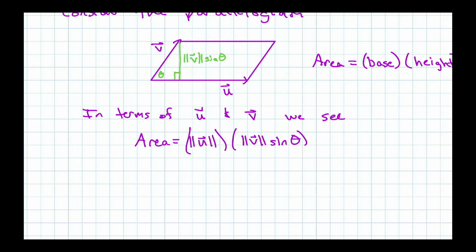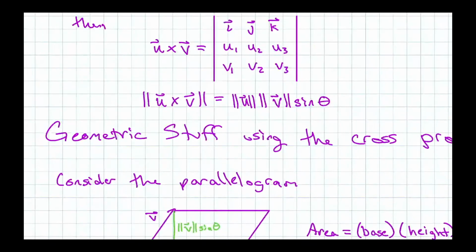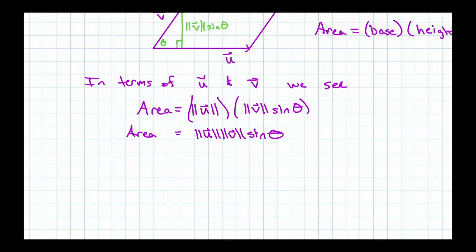Like that. So that's just from the picture that we've drawn. But then if you look at what you've got here, you've got magnitude U, magnitude V times the sine of theta. And you know from the previous lecture that magnitude U, magnitude V sine theta is the magnitude of the cross product here. So right away, we're able to say that this area is actually the magnitude of U cross V.